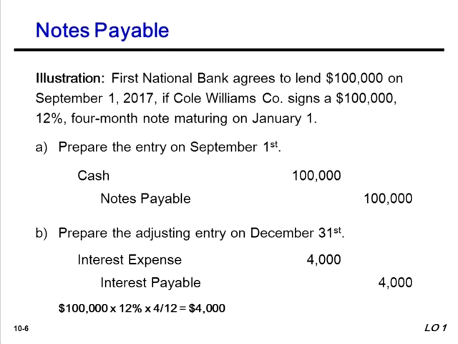So we need to debit interest expense of $4,000. That says that for the 4 months of 2017, Cole Williams had use of First National Bank's money. We need to credit interest payable of $4,000. So what that is saying is that Cole Williams will have to pay that $4,000 to the bank.